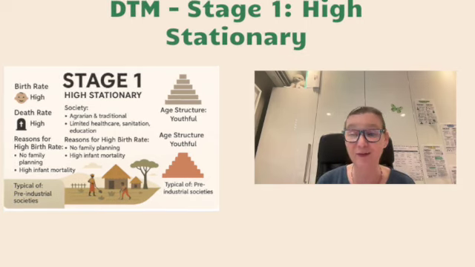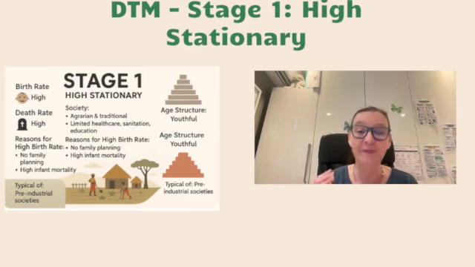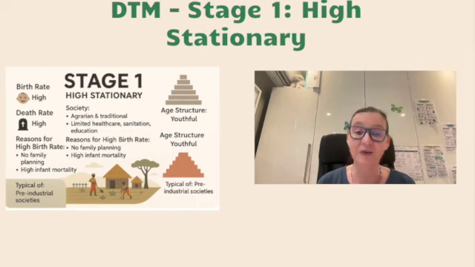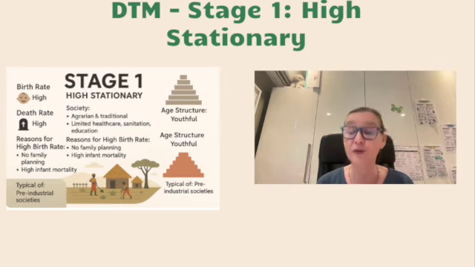So if any of you took AP World, you probably know all about the Industrial Revolution. Here's a tip. Remember stage 1, high birth rates plus high death rates equals very little population growth. It's the starting point for understanding how societies evolve through the DTM.